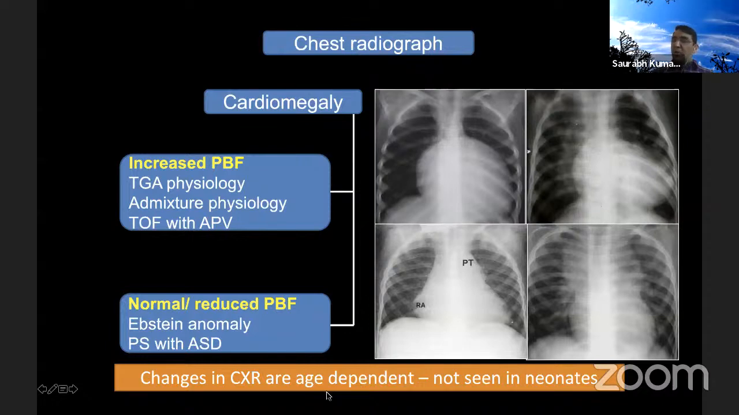Although we keep talking about typical X-ray findings like here, figure of 8 appearance in supracardiac TAPVC, these findings are age dependent and will be seen only after a few months of life and may not be apparent in neonates and younger children less than 3 months of age.